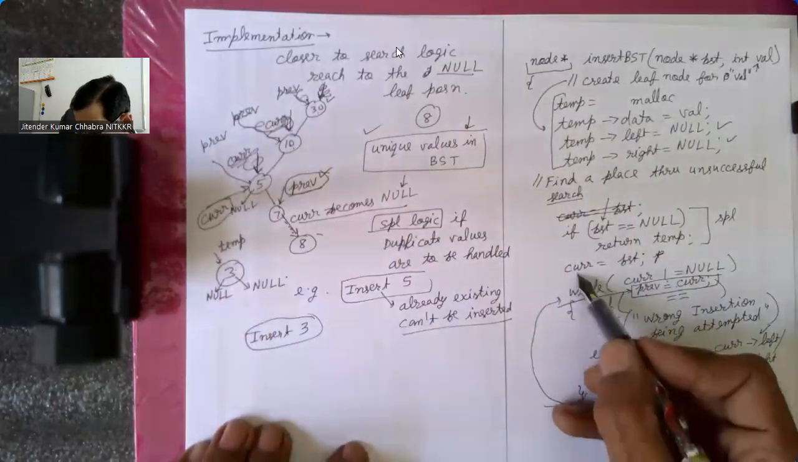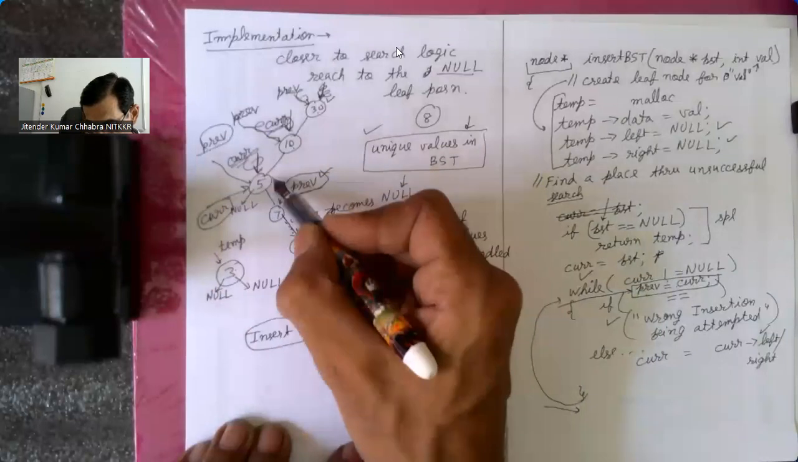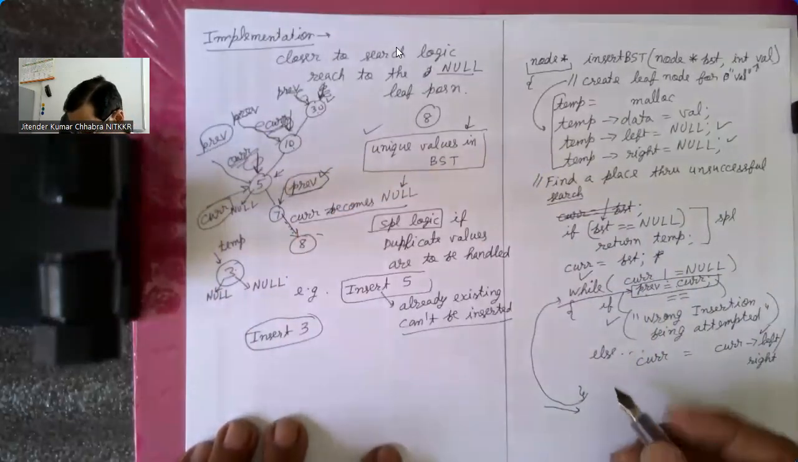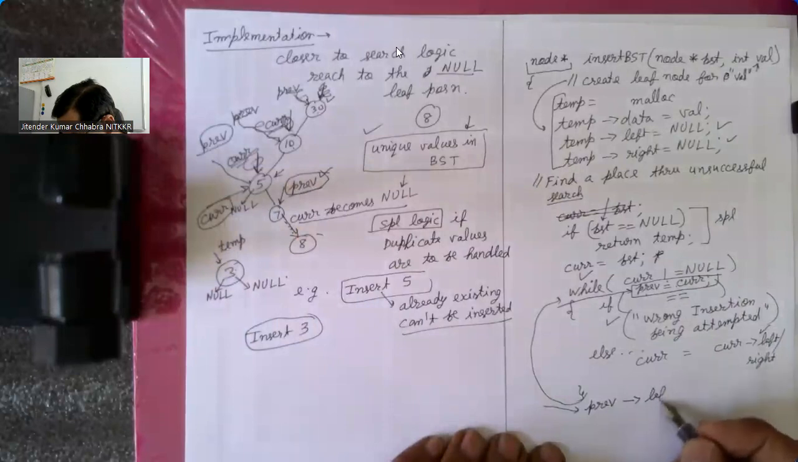Now, current becomes null, loop over. My previous pointer is available, which is pointing to 5. Now I can use this previous pointer, and effectively I have to say previous arrow left to be equal to temp, but not always left.